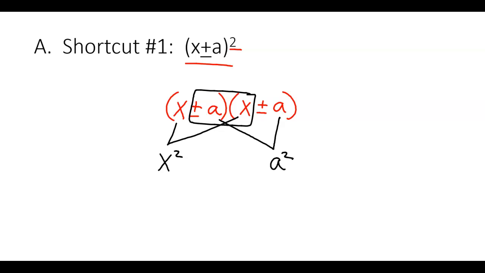So you do 2 times ax. You multiply the two middle numbers together and double it. Okay? So it's a shortcut. It's a lot faster than doing the box method. Well, it's not a lot faster, a little bit faster, but there it is. So we'll do some examples to show what that looks like.